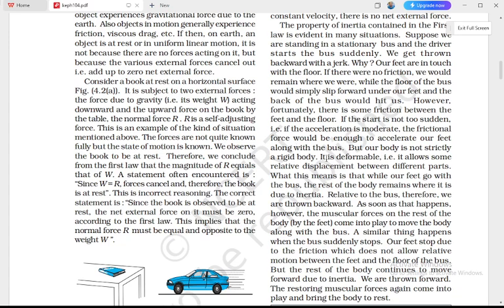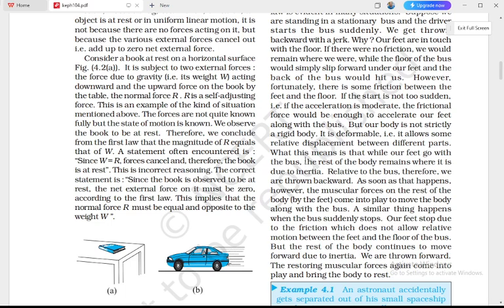But our body is not strictly a rigid body; it is deformable. Therefore, it allows some relative displacement between different parts. What this means is that while our feet go with the bus, the rest of the body remains where it was due to inertia. Relative to the bus, therefore, we are thrown backward. As soon as that happens, however, the muscular forces on the rest of the body by the feet come into play to move the body along with the bus.